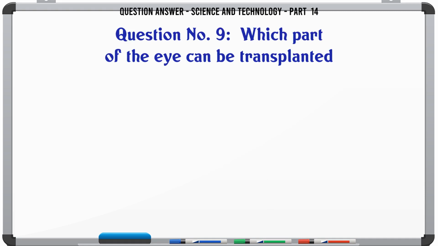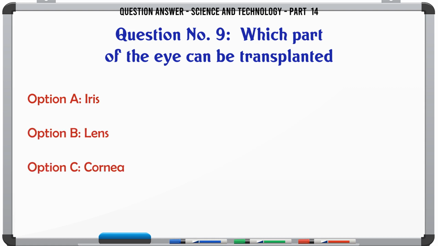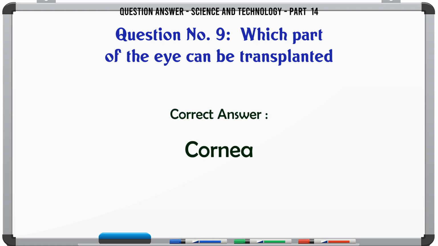Which part of the eye can be transplanted? A. Iris. B. Lens. C. Cornea. D. Retina. The correct answer is cornea.